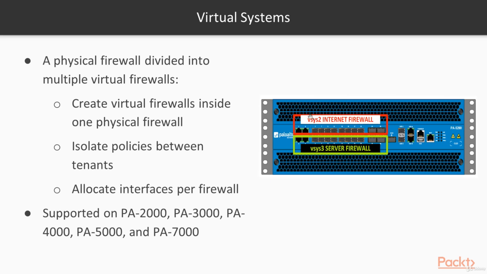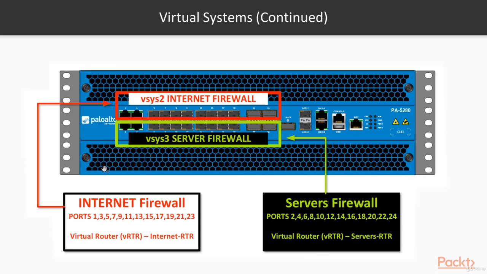Also, you're leveraging the hardware. So you might not have that much traffic on the internet side. You might have a lot of traffic on the server side. You don't need to buy another appliance just to serve the server side or the internet side. You can combine both functions while separating the policies between each other. So we'll see this as completely different firewalls, but they're actually one physical appliance. So let me show you how that looks logically.